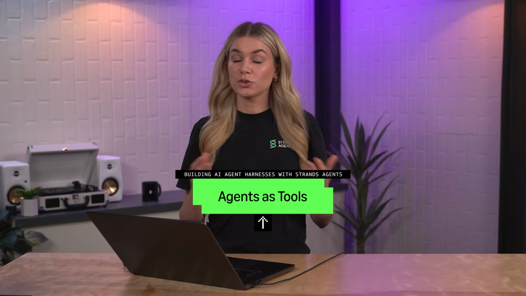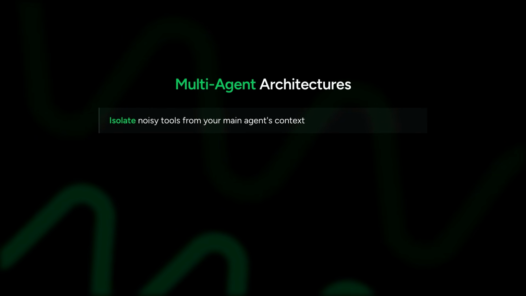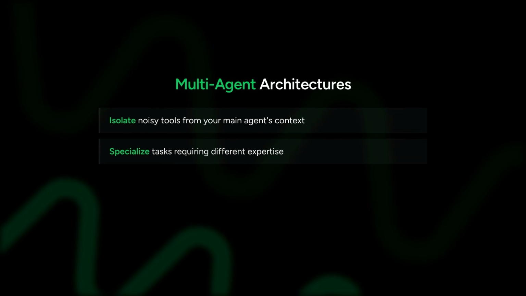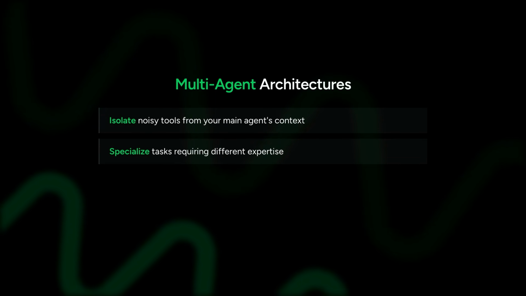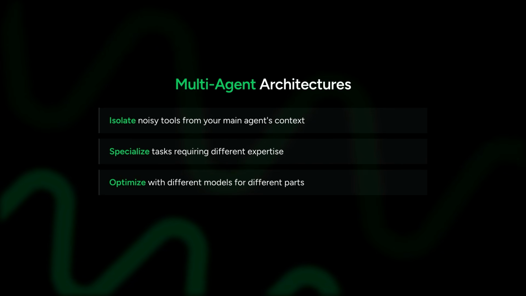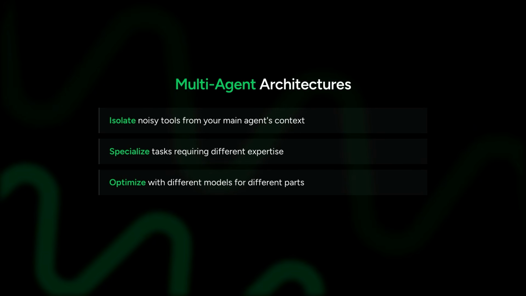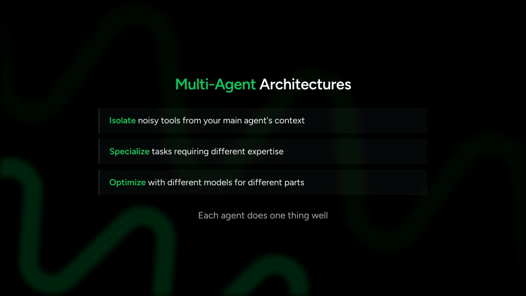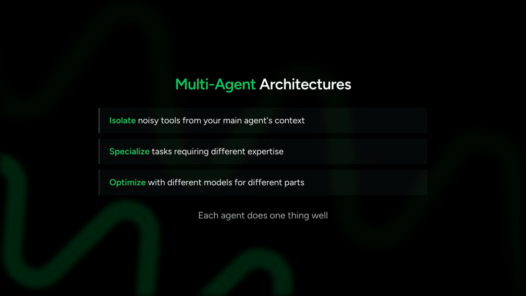Multi-agent architectures are useful for many different things. You might want to isolate noisy tools from your main agent's context, or you might have tasks that require different expertise, like research versus writing versus code generation. Or maybe you want to use different models for different parts of the workflow to optimize for cost or bring in specific models for their specialized capabilities. Multi-agent architectures let you decompose a problem so that each agent does one thing well, and the overall system performs better and more reliably.